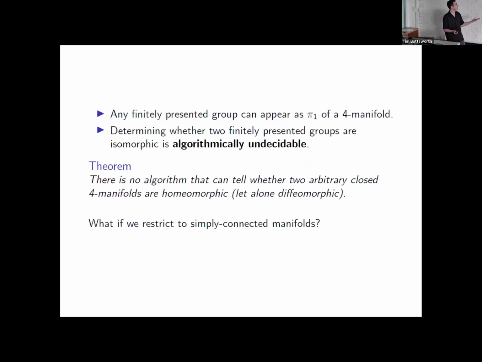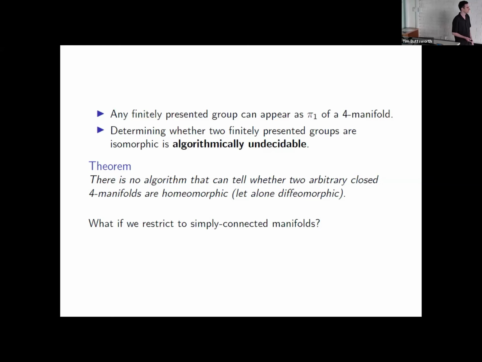Another thing to mention is that any finitely presented group can be the fundamental group of a 4-manifold, and it's a classical result that determining whether 2 finitely presented groups are isomorphic is algorithmically undecidable. So as a consequence, we can never classify 4-manifolds in their entirety. There's no list of all the different kinds of 4-manifold that we can sit down and enumerate.